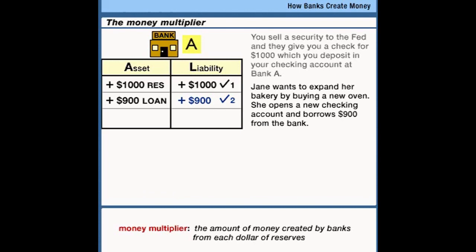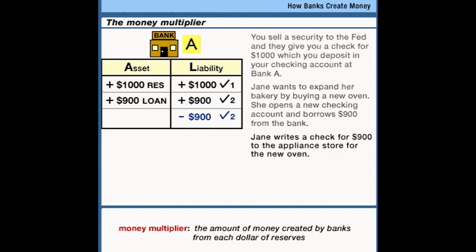Jane withdraws the money from her checking account, so her checking balance of $900 is drawn down to zero. Meanwhile, the bank that the appliance company uses brings Jane's check back to Bank A and wants to clear it somehow. It can either be cleared by giving the new bank cash or by giving the new bank $900 worth of Bank A's reserves at the Fed. Either way will do. Whatever happens, Bank A winds up with $900 less in its reserve account than it had before.